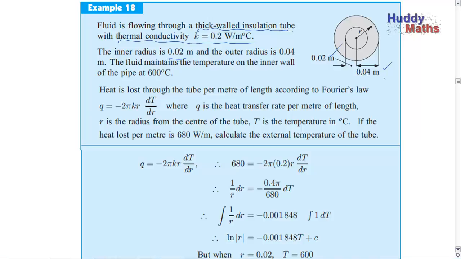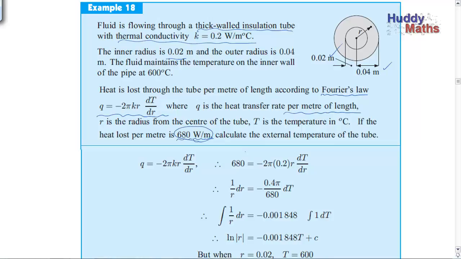Heat is lost through the tube per metre of length according to Fourier's law. You probably haven't done that, but it's a differential equation. Okay. Q is the heat transfer rate per metre length of tube. Okay, R is the radius from the centre of the tube, T is the temperature in degrees Celsius. The heat loss per metre is 680 watts, but calculate the temperature of the tube. Now here, we have a rate of change.